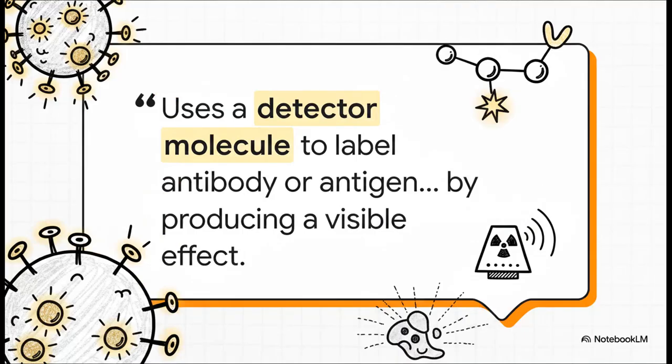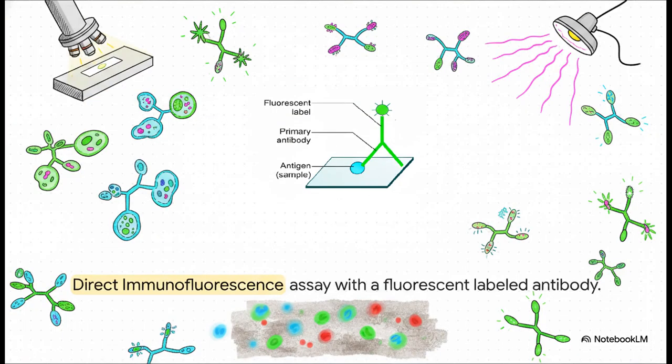To bypass the limitations of visual clumping, modern medicine just attaches highly visible labels right onto the molecular complex. By binding an enzyme, a fluorophore, or an isotope to our target, we completely remove the need for a massive lattice to form before we can detect a reaction. This pushes our detection thresholds incredibly low, which allows us to identify infections or biomarkers at the absolute earliest stages of disease. In a direct immunofluorescence assay, replacing an enzyme with a fluorescent dye allows us to directly light up cellular surface antigens under a UV microscope.